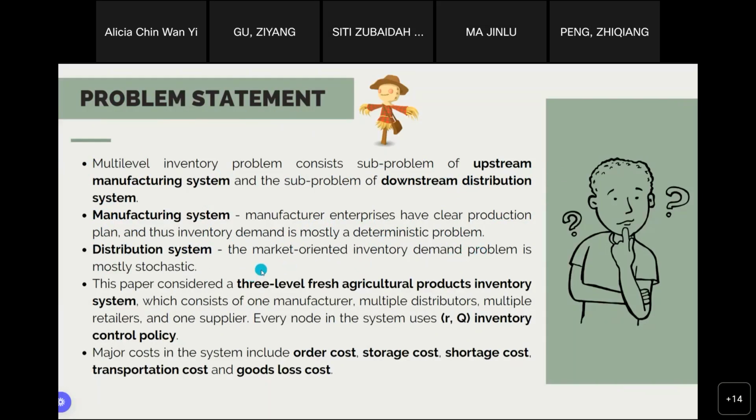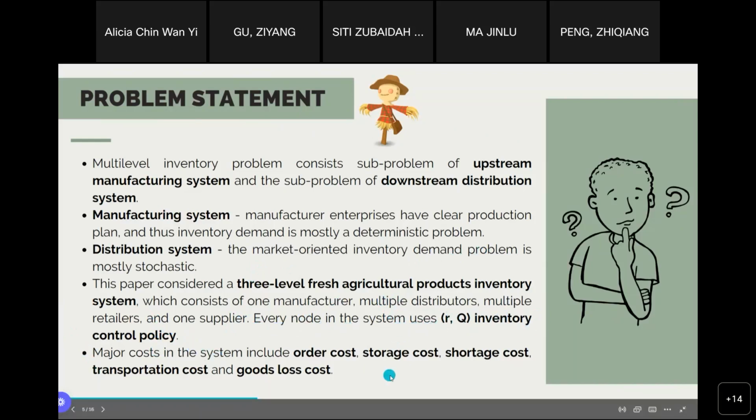Next, the paper considers a three-level fresh agriculture product inventory system, which consists of one manufacturer, multiple distributors, multiple retailers, and one supplier. Every node in the system uses the RQ inventory control policy. Lastly, the paper also considers the major costs in the system, including the order cost, storage cost, shortage cost, transportation cost, and good loss cost.